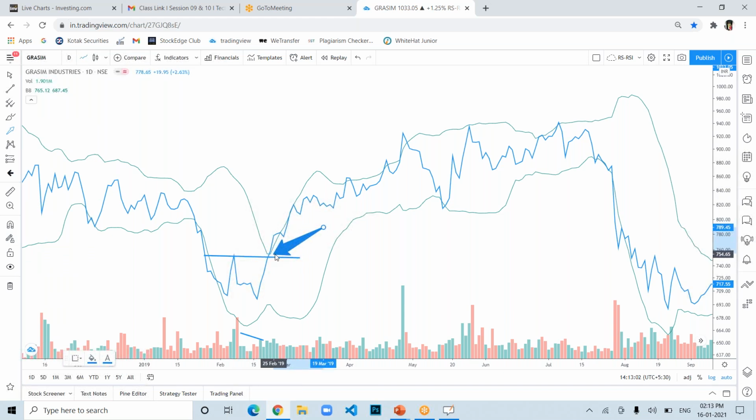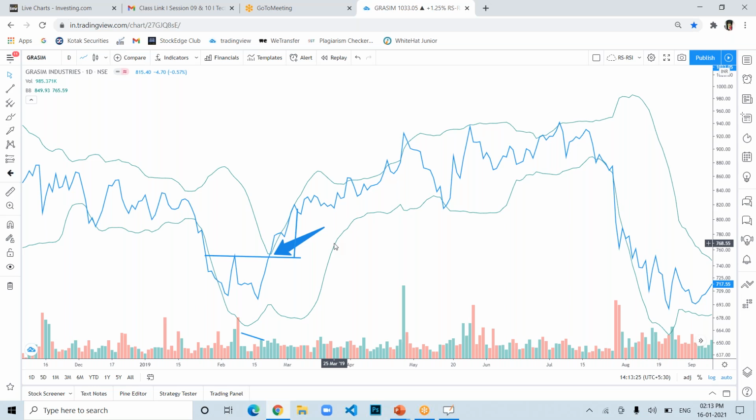This is your entry. Your stop loss will be the lower Bollinger Band. Okay, and your target will be the vertical distance. This is your target. Have you got it clear?